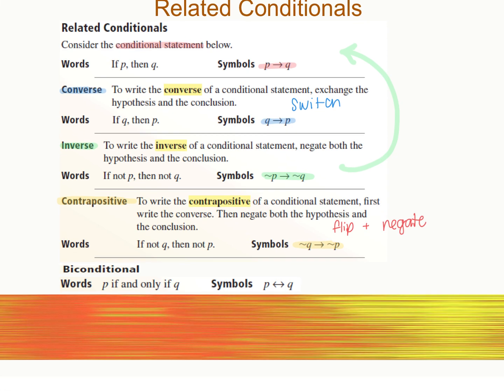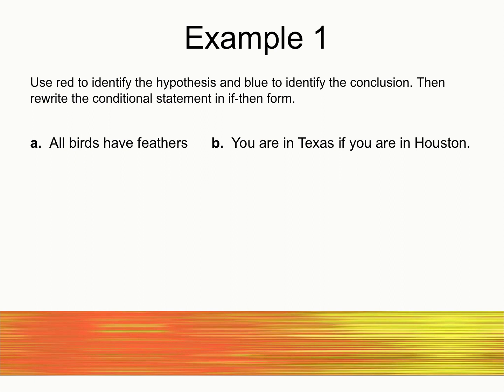And then your biconditional statement, again, can only be used if your conditional and converse are both true. Okay, and this one is using the keywords if and only if, which could be abbreviated as IFF. Looking at these examples, it says use red to identify the hypothesis and blue to identify the conclusion, then rewrite the conditional statement in if-then form.